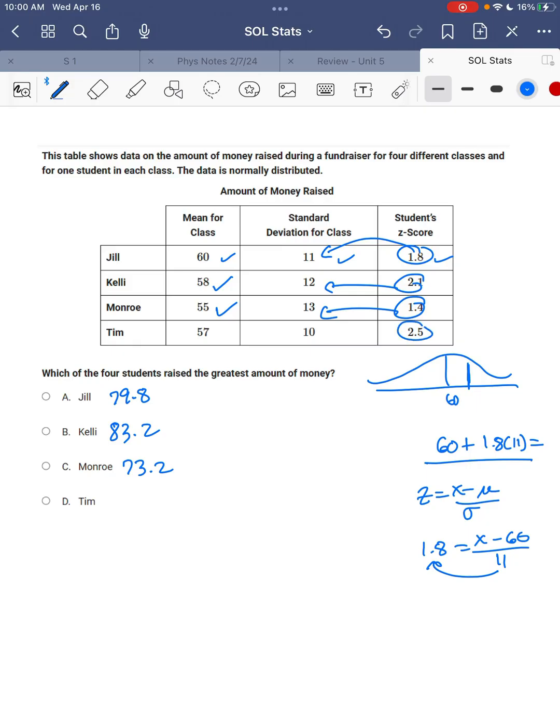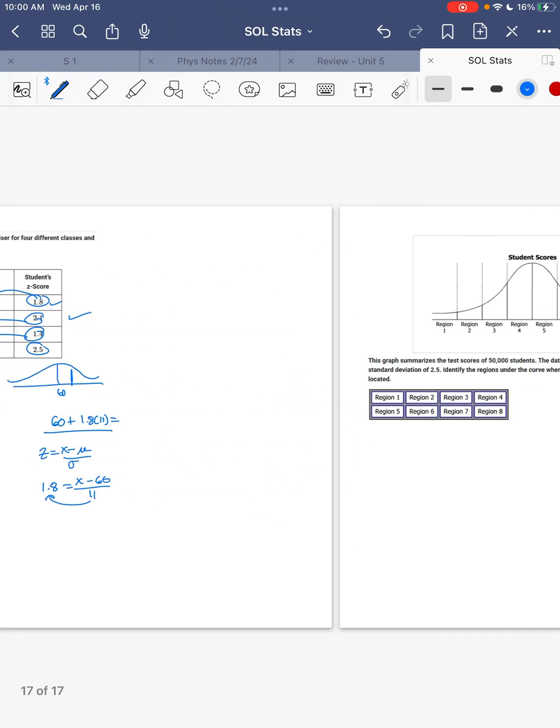And this last one. Now he has a pretty high z-score. But I don't think he's going to beat Kelly here. But let's see. So 57 plus 2.5 of the 10s. That's 82. All right. So Kelly raised the most money. So it's a little bit of a pain, but it's just to understand about the z-scores and what they mean.